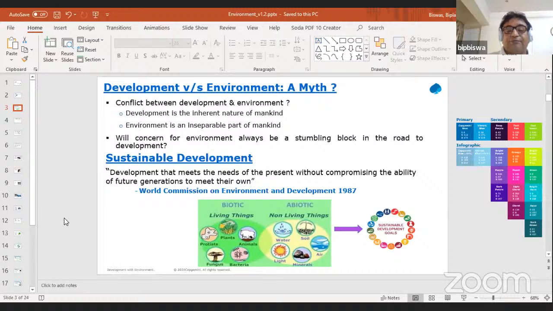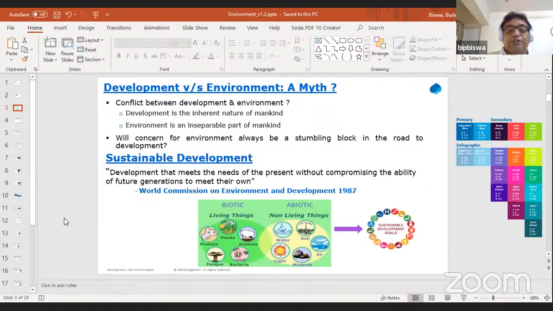That concept comes from the concept of sustainable development, where the development will meet the requirements of the present generation of living beings without compromising the ability of future generations to meet their own.